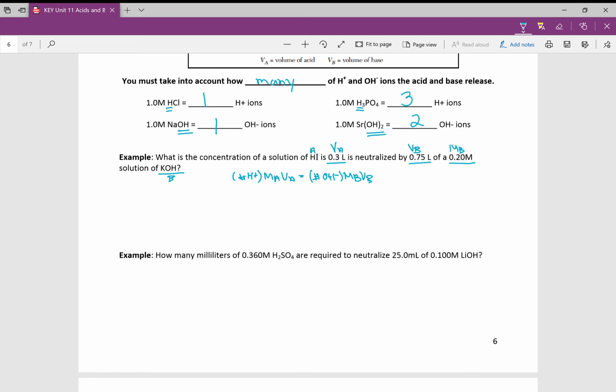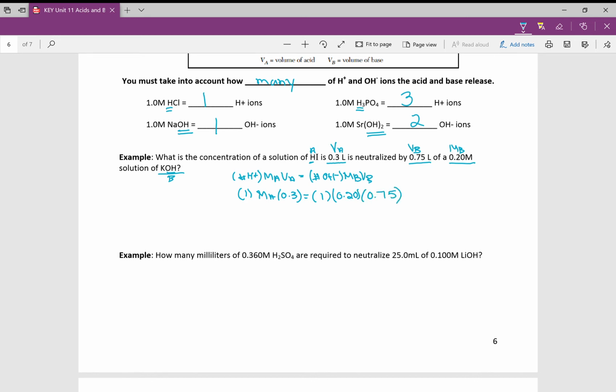So for our acid, if we look at the formula, we just have 1 hydrogen. Okay, we don't know the molarity, so I'm going to put Ma, but you can just put X there. And then we have the volume, which is 0.3. If I go ahead with the base, I have 1 hydroxide in potassium hydroxide based on the formula. The molarity was 0.2, and then its volume was 0.75.